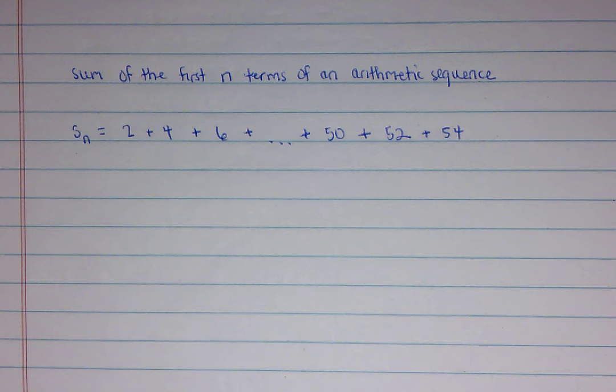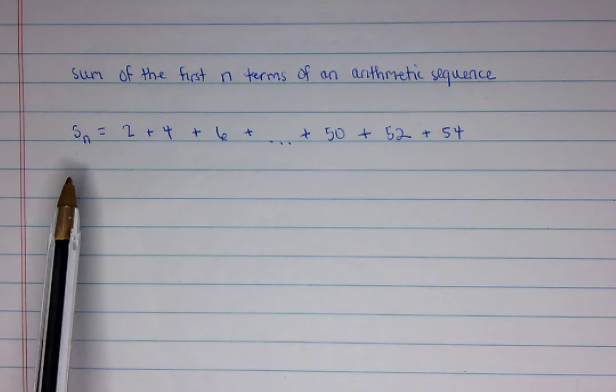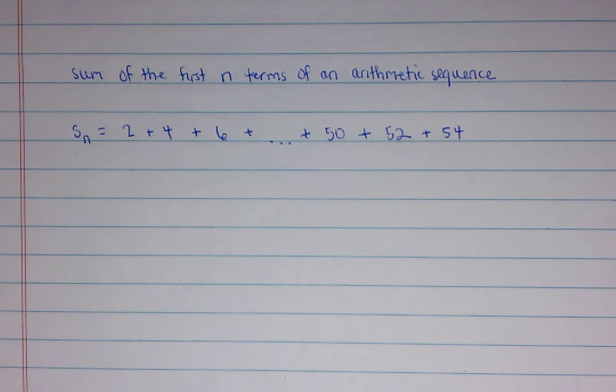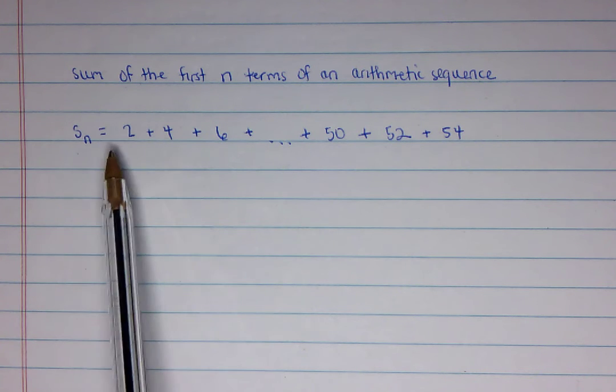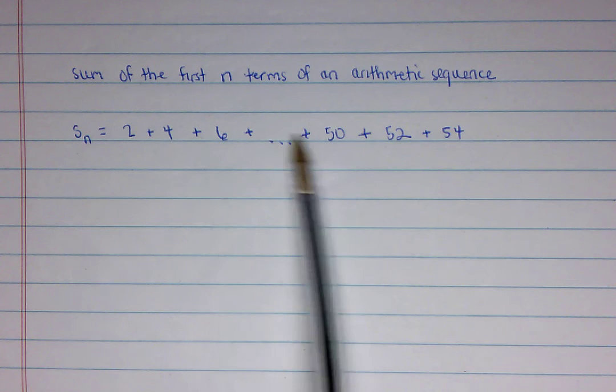Hi students, in this video I'm going to use an example of a series and some inductive reasoning to figure out how to find the formula for the sum of the first n terms of an arithmetic sequence. Again, this isn't a formal proof, but we're using some inductive reasoning, and any example that you use is going to work for this. So here's a sum of the even numbers from 2 all the way to 54.